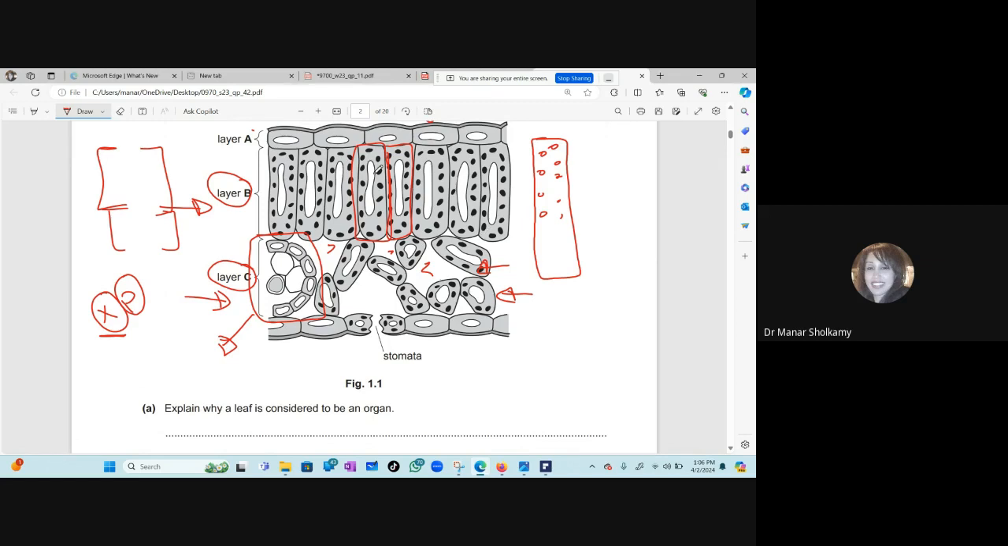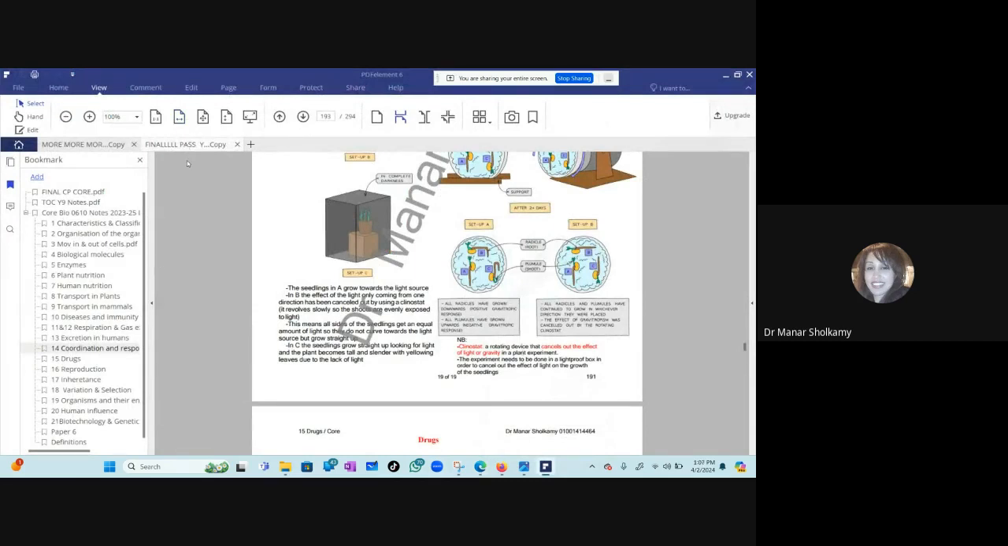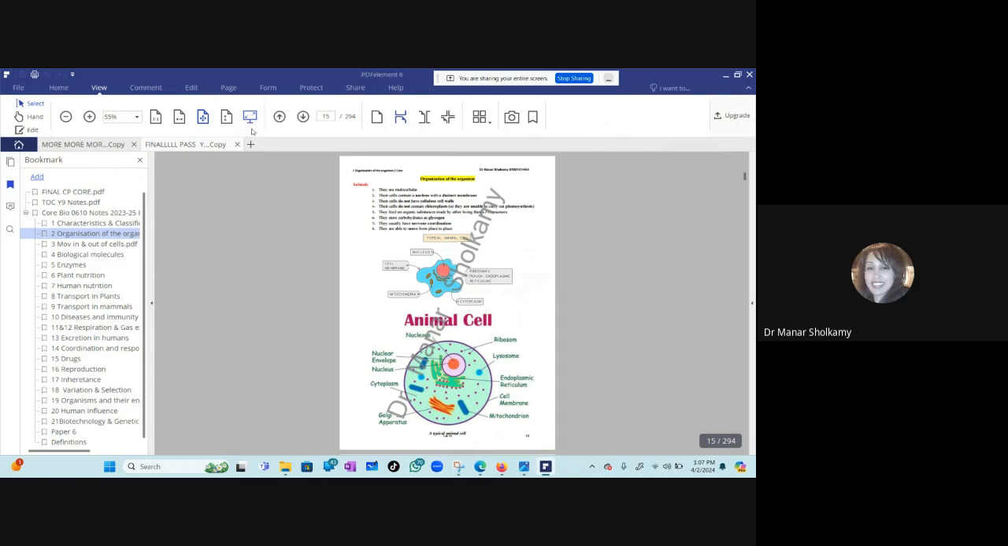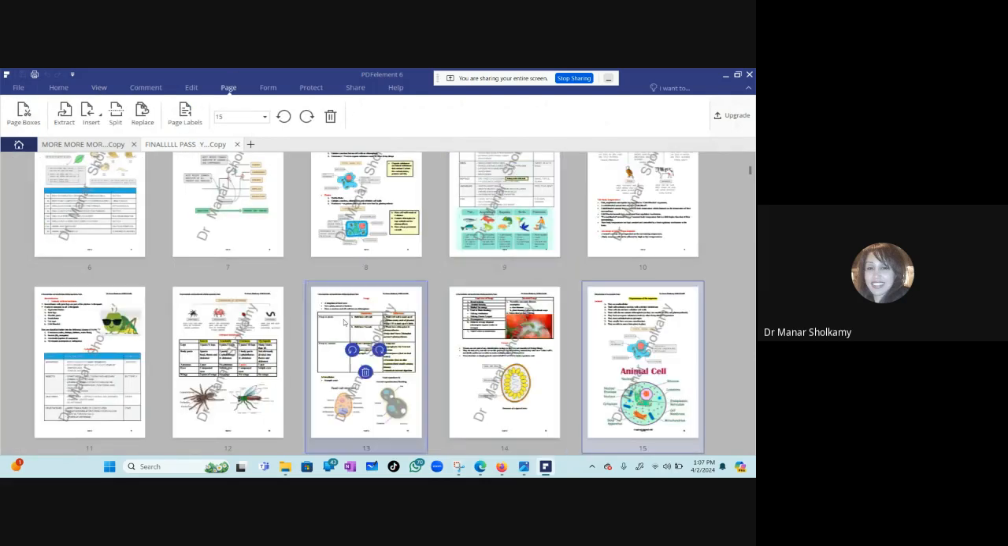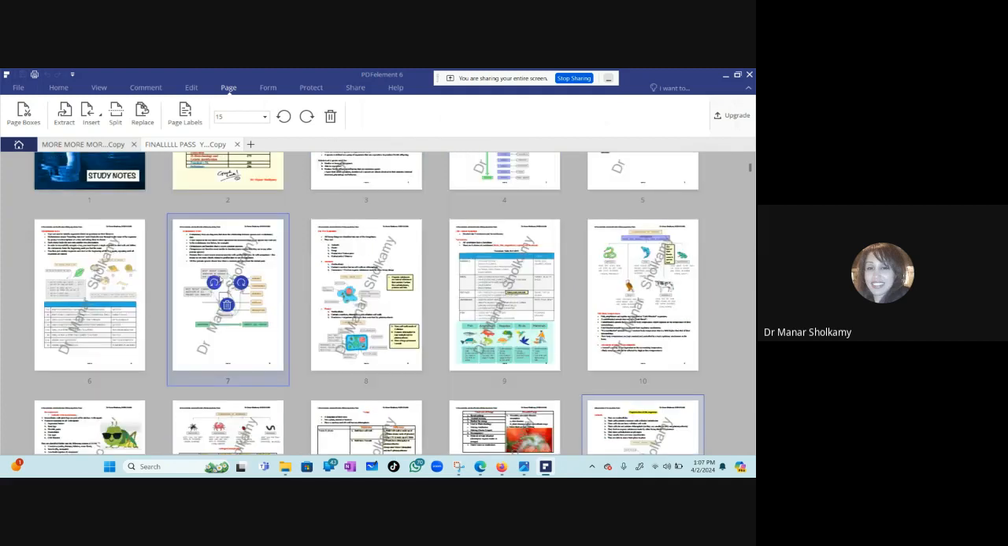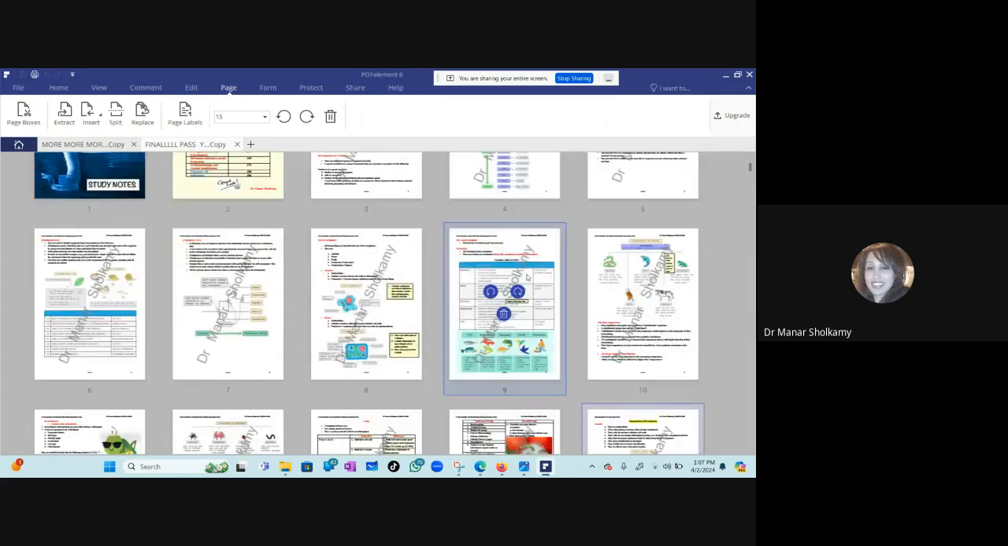Okay, now I want to look at the mark scheme. No, I'll tell you exactly where you will find it. This is year 9 notes. We want to look at the features of the palisade cell.